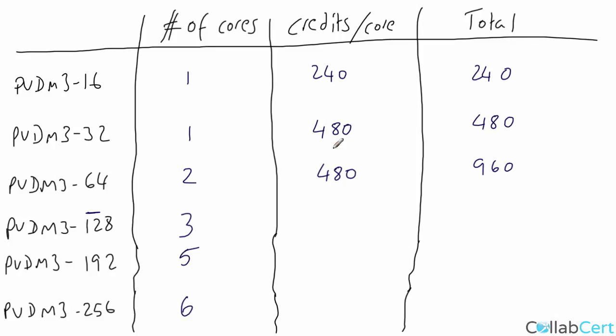Now, I don't have a gateway that has the PVDM3 32, but it's very similar. It's just one core again, but this time it's supporting the full amount of credits you can support, which is 480 credits. So you can in effect support 32 calls with the caveat that all your calls are using G711 ULAW or ALAW. And a PVDM3 64 is two of those PVDM3 32s. You have two cores and you have 480 credits times 2, giving you 960 in total.